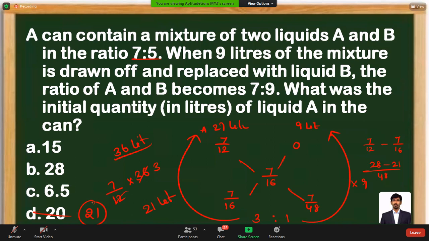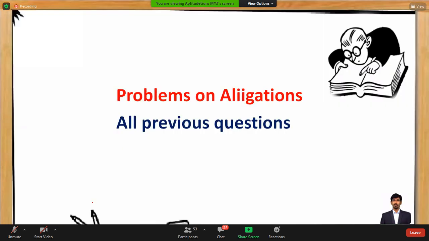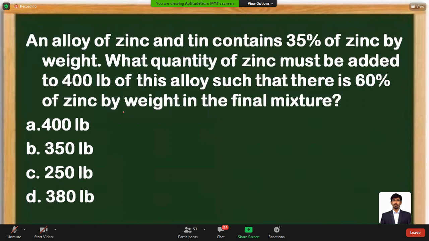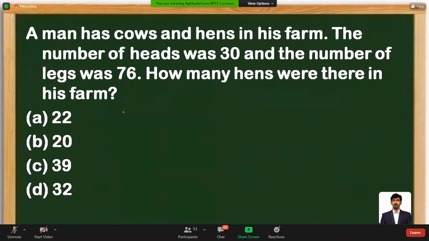That's how you can solve questions on alligations and mixtures. I'm giving some practice questions. Please do these practice questions. Take pictures of the questions. Question number 1 on the screen. Take the picture of it. Question number 2. Question number 3.